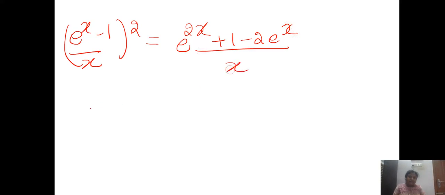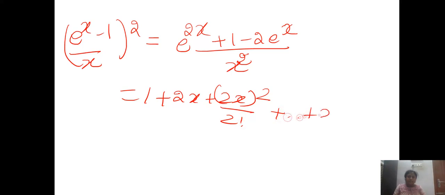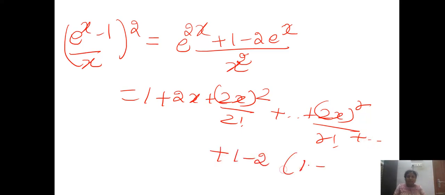Finding the coefficient of x^r/r! in this expansion is not a big deal. You can easily do it. All I am doing is just expanding it. So expand this: you have 1 plus 2x plus (2x)^2/2! plus etcetera plus (2x)^r/r! plus etcetera, minus 2e^x, which is 1 plus x plus x^2/2! etcetera. And also you have x^2 in the denominator, 1/x^2.